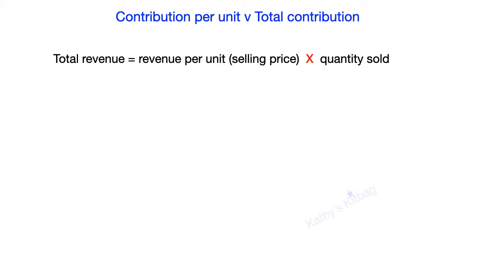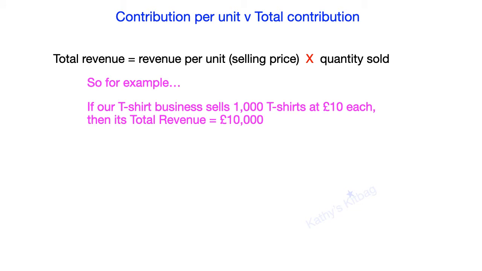And we've already come across that transition between a unit and total when we've looked at revenue. So for example, we've talked about total revenue, and here you can work that out by revenue per unit times quantity sold. And of course, revenue per unit is also the same as selling price. So if we look at an example with our t-shirt business, if they're selling 1,000 t-shirts at £10 each, then the total revenue here is £10,000.